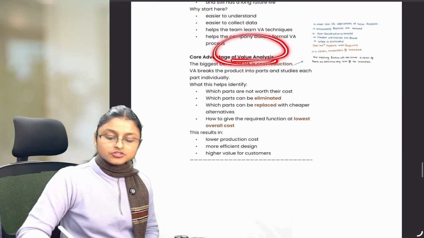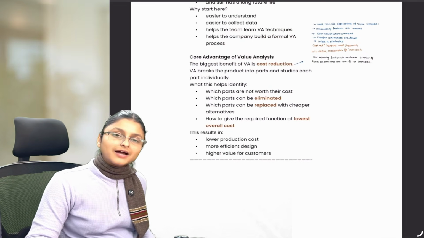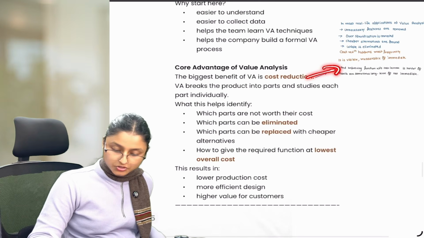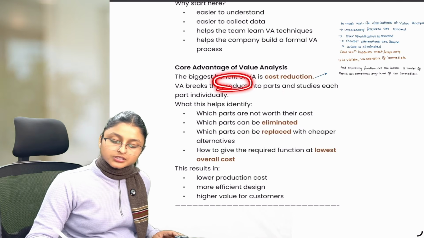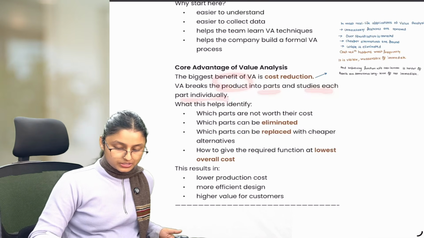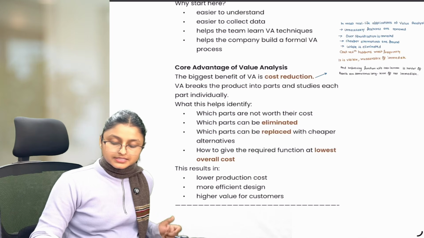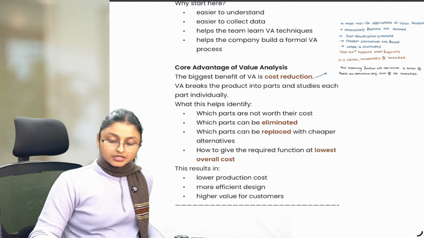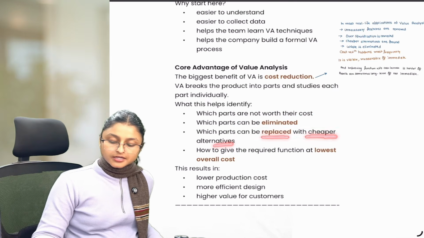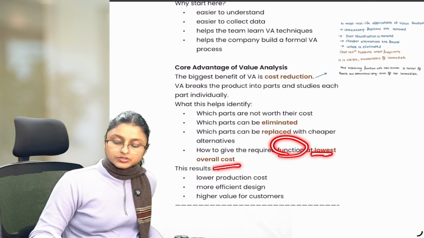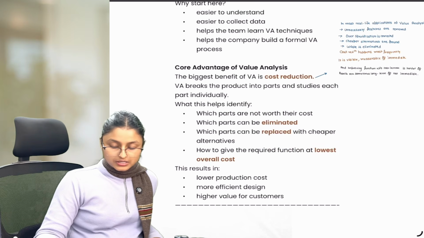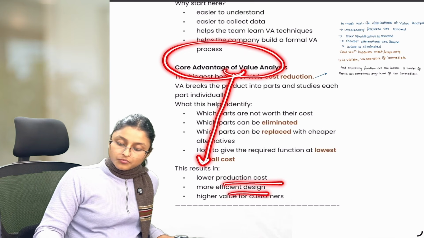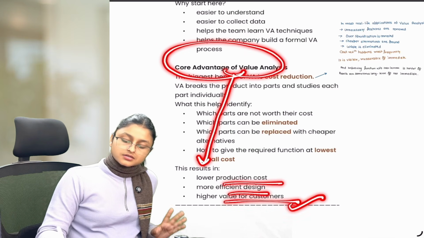Next, the core advantage of value analysis. Practically, value analysis is specifically used for cost reduction, and that is why the core advantage is cost reduction. Value analysis breaks the product into parts and studies each part individually. How does this help? This helps to find out parts which are not worth their cost, parts which can be eliminated, parts which can be replaced with cheaper alternatives, and how to give the required function at the lowest overall cost. We can find all of these out. What is the final advantage which we get? Lower production cost, more efficient design, and higher value for our customer.